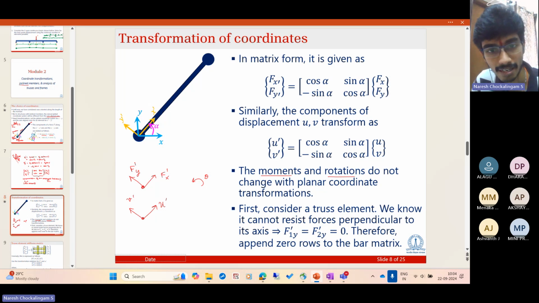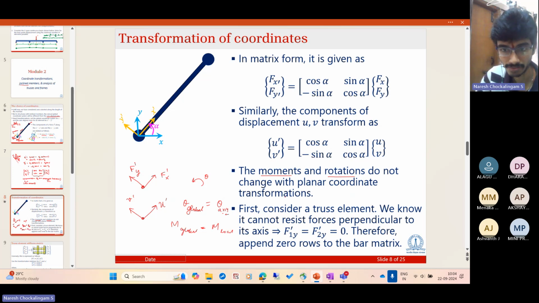So what is the transformation relation between theta in the unprimed and theta in the global and local? It's the same. Theta global is equal to theta local, theta axis aligned. And similarly, the moment global is equal to moment local or moment axis aligned. Now let us consider a truss element as shown.